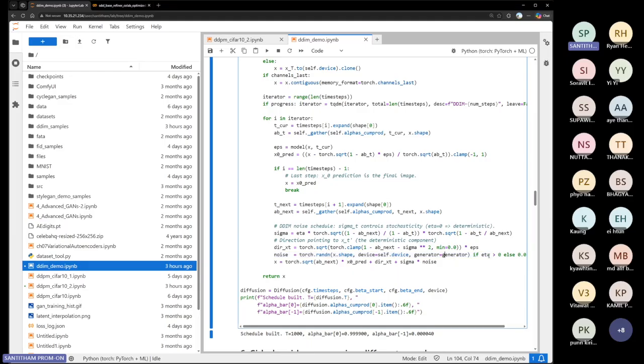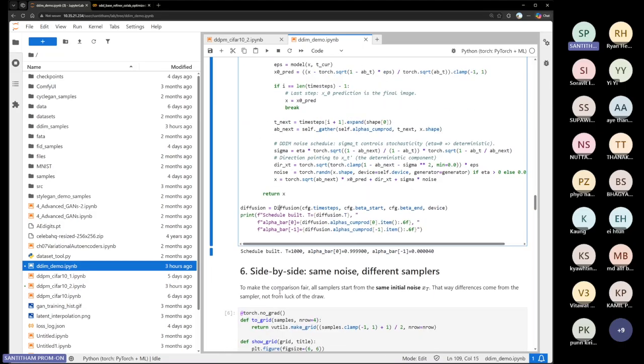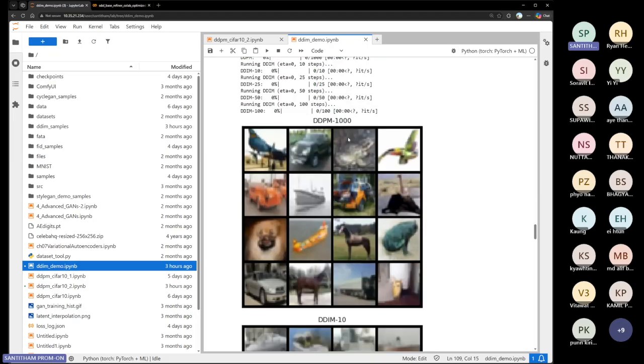If eta is less than or equal to 0, then it becomes 0. So that makes sigma 0 in a way here. And this as well becomes 0. Then you got quite deterministic, just the AB next time and x0 to be the DDIM. Okay. So comparing to DDPM, this is DDPM 1000.